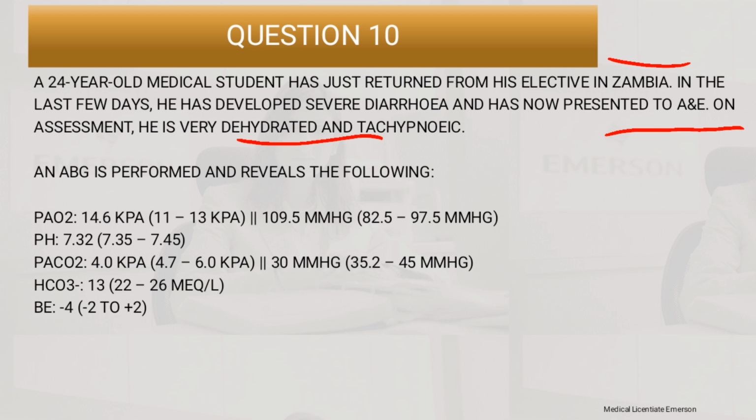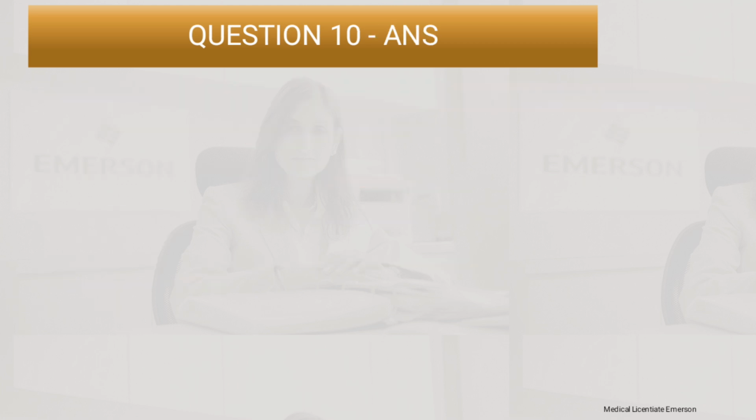An ABG is performed and reveals the following. The partial pressure of oxygen was 14.6 kilopascals, and in millimeters of mercury, it was 109.5. Then the pH was 7.32. The partial pressure of carbon dioxide was 4 kilopascals, in millimeters of mercury it was 30. Then the bicarbonate level was 13, and the base excess was -4.